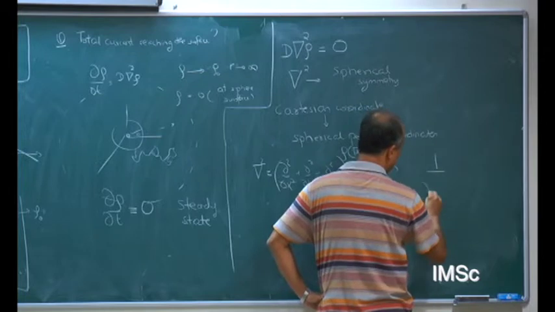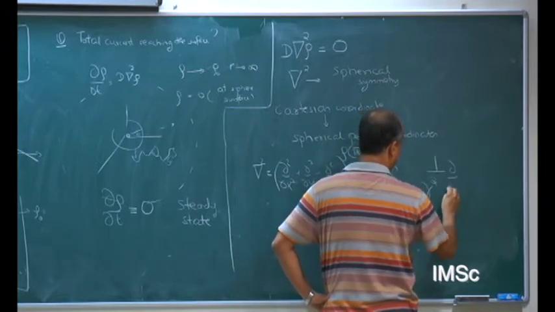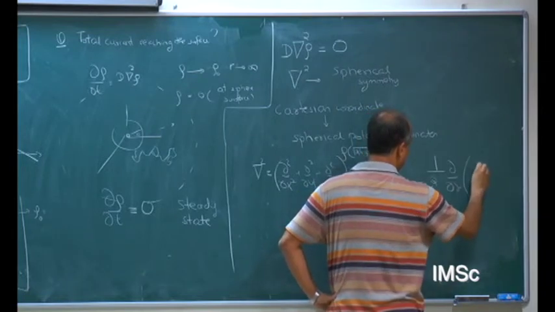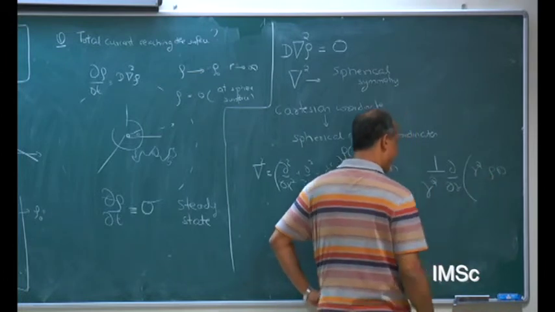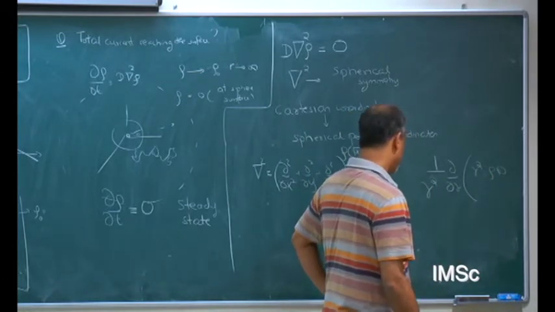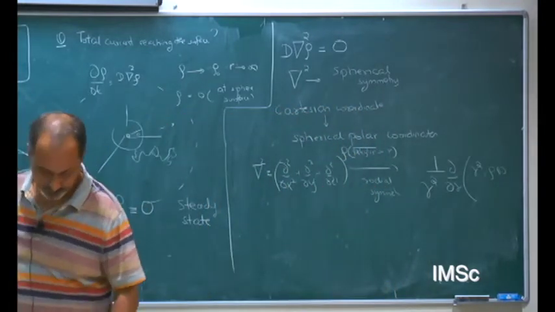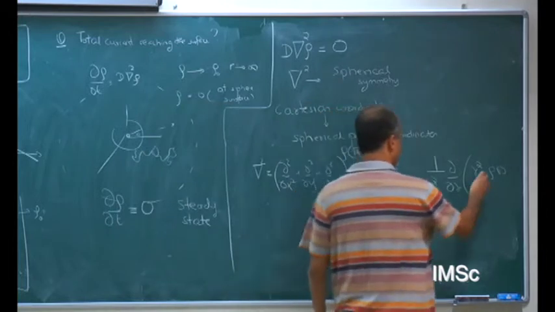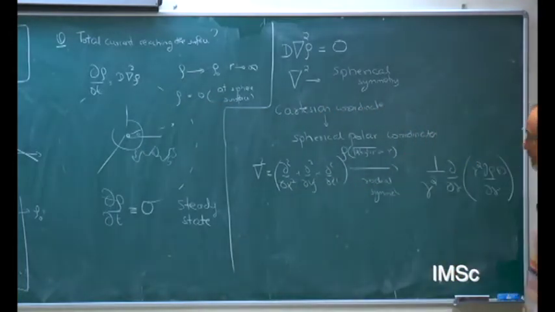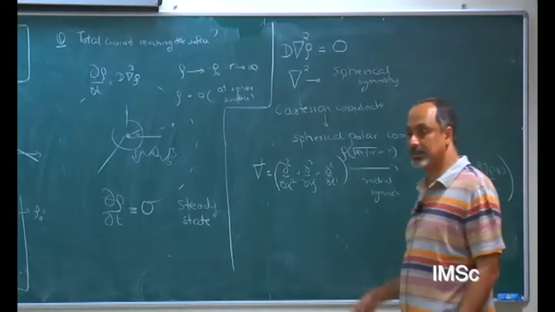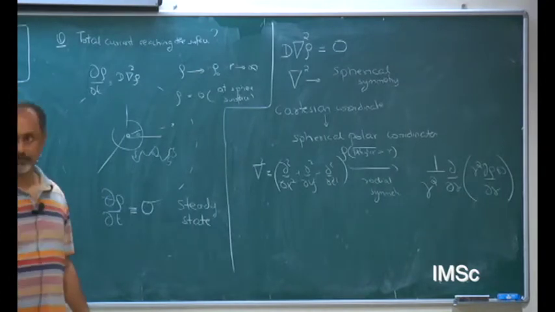It becomes something which looks like 1 over r² ∂/∂r times r² ∂ρ/∂r. This is something that you'll have to go back and look up, and something that you need some practice with if you haven't seen it.